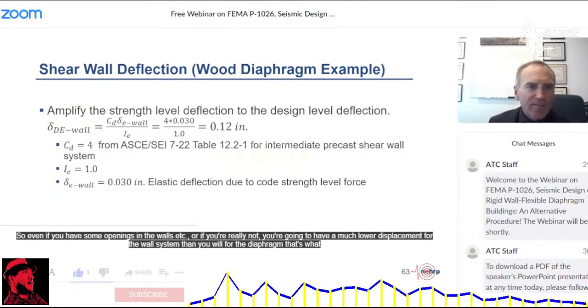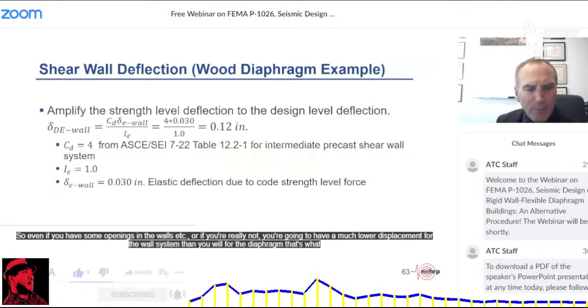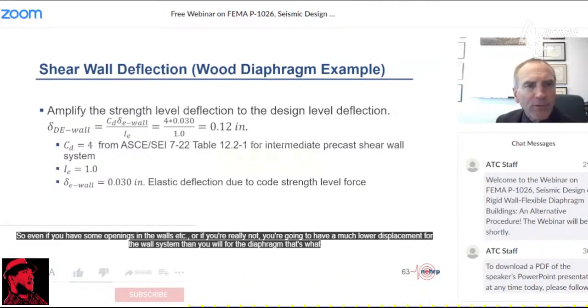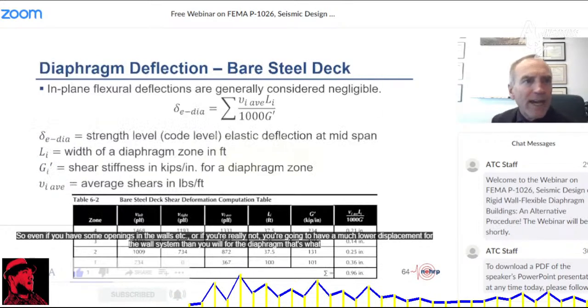And so even if you have some openings in the walls, etc., you're going to have a much lower displacement for the wall system than you will for the diaphragm. That's what you learned from that.